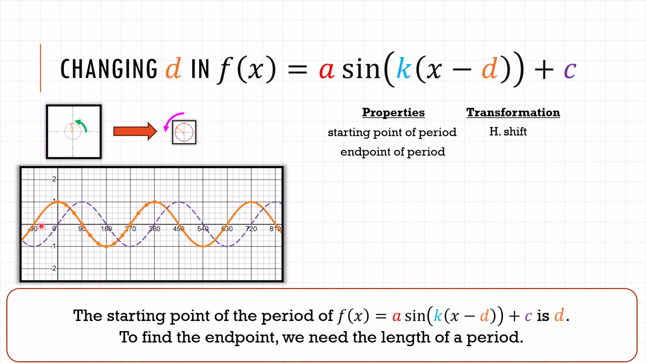And that just tells us where the starting value is. Notice the orange graph that you see here is f of x equals sine of x plus 90. So this is x plus 90, which means the value of D is negative 90, which is exactly where that function is starting. Now, if we want to know where the function is ending, it looks like it ends at 270, but that's only because we have not changed the period of this function. However, as we'll soon see, to find the actual endpoint, we need to know how long a period actually is.